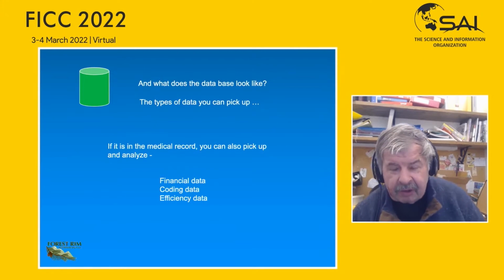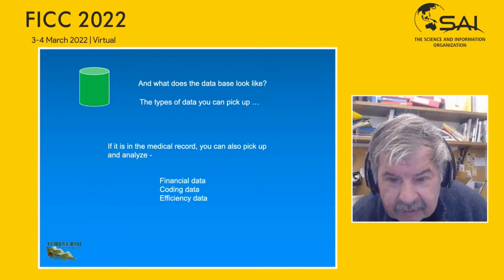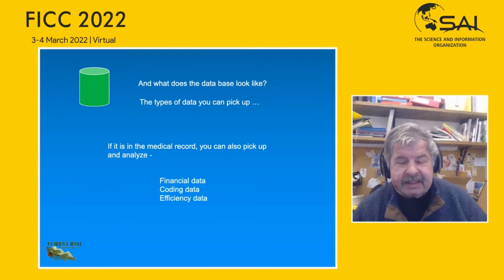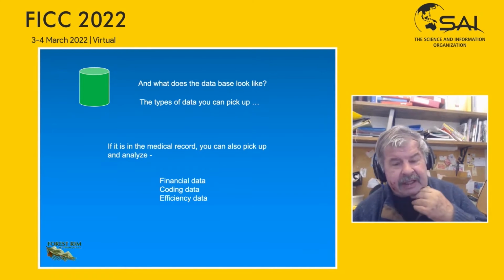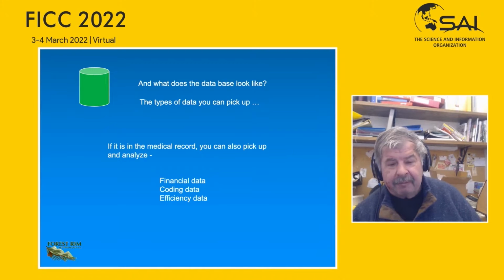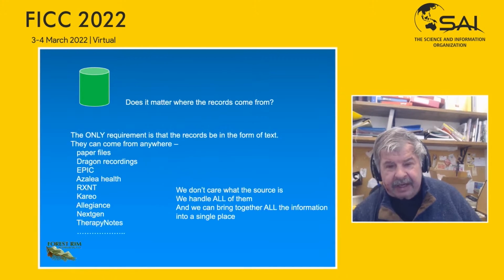So let's now talk about who needs this kind of information. Well, it turns out a lot of people need it: insurance companies, people that do finance with medical records, people that want to discover the effectiveness of medicine, pharmaceuticals. All of these people need this kind of data.